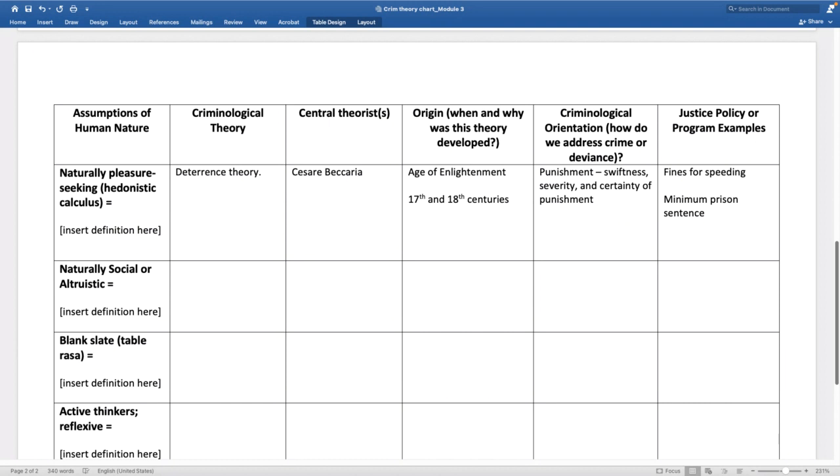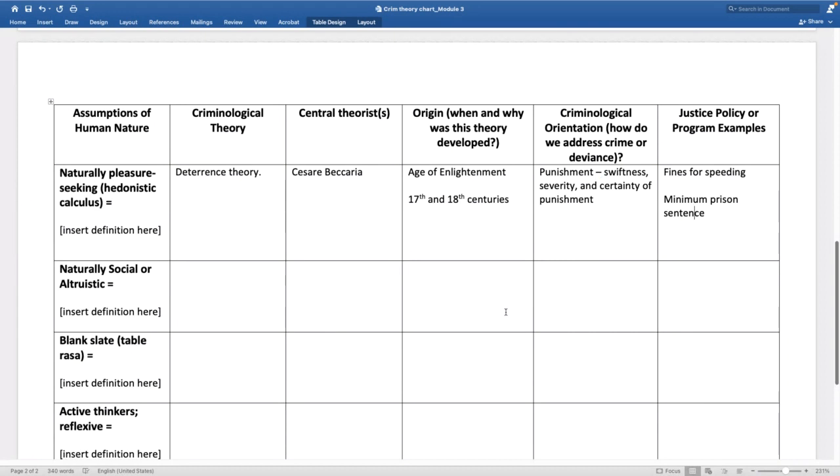Okay, so again, the idea is that we want to deter people from breaking the law, hence deterrence theory, by advertising the punishment associated with the criminal act or the deviant act. And so this is how you would fill in the chart, right? So first determine which assumption that theory makes, write that theory, the author, when or why it was developed, how do we address crime or deviant behavior based on that theory, and then also offer some examples.